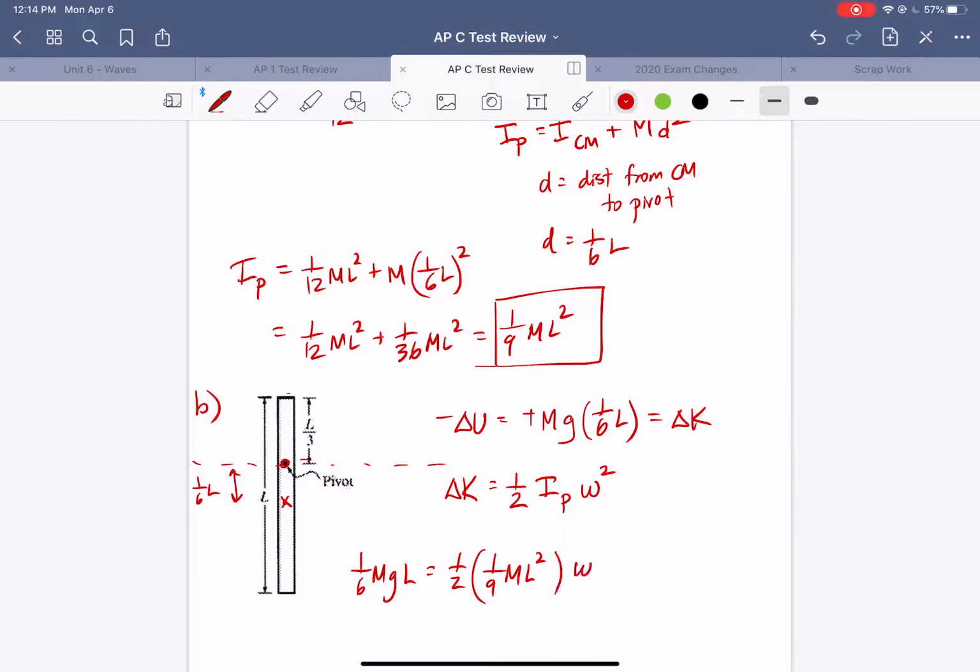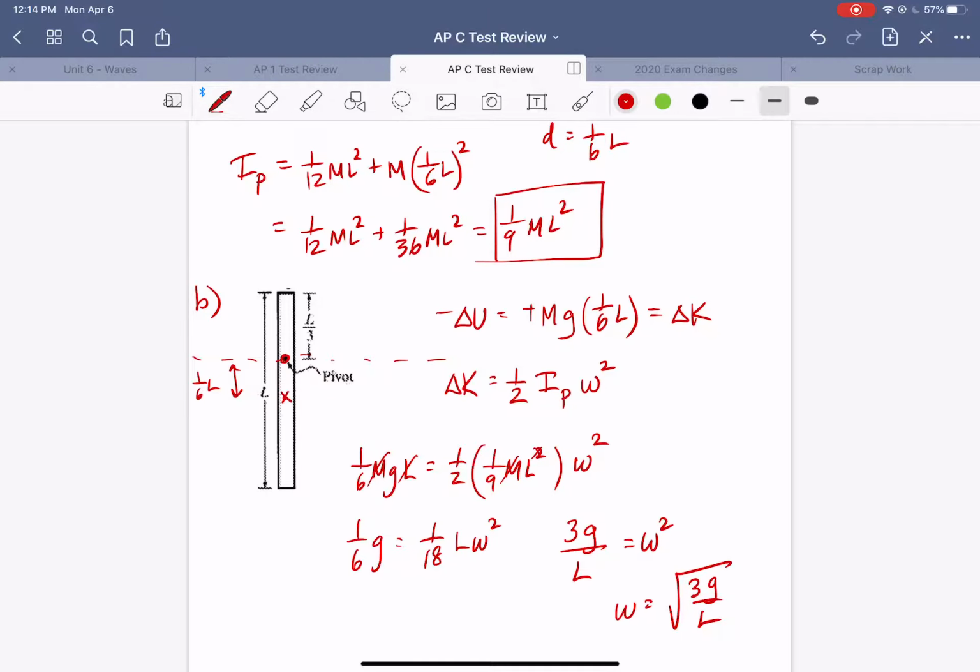So m and l will cancel. We'll have 1/6 g equals 1/18 L omega squared. If we clean this up a little bit, we'll get 3g over L equals omega squared, or omega equals root 3g over L.